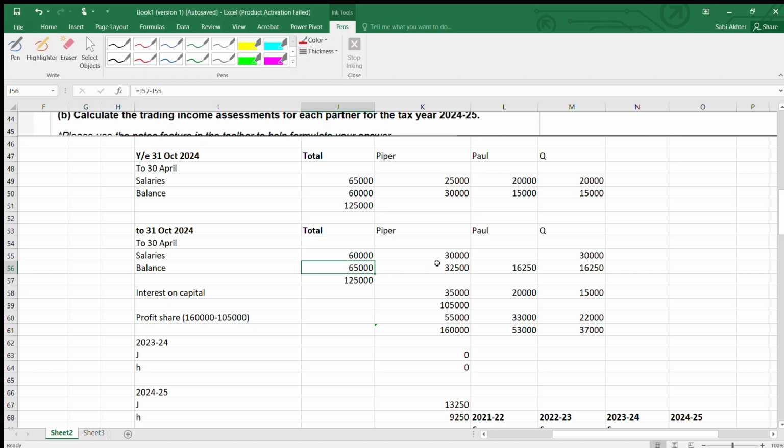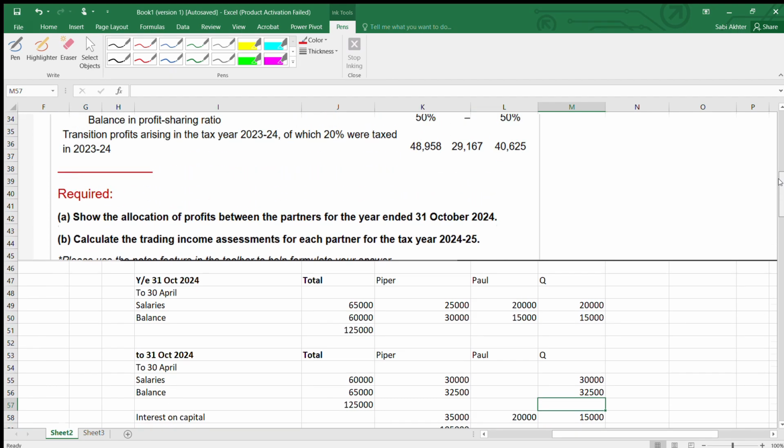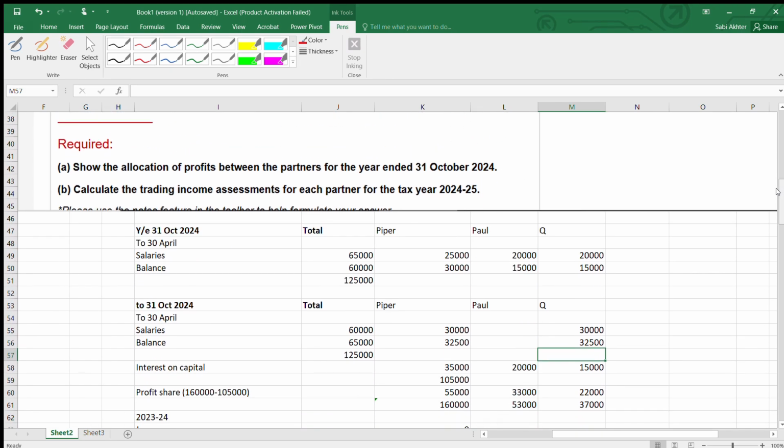So this, remember, it's on a 50-50 basis. So 50% he leaves. So this will be 50% too. 32,500, 32,500. Now, so part A is done. We have allocated the profit. Now we are moving on to part B. Assessment for tax year 24-25 for the three partners.